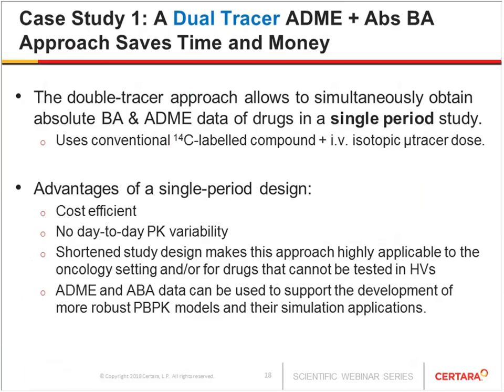The first case study I would like to bring to your attention is a recent example of mine where I have been working with a client to look at the application of what we call the dual tracer ADME and absolute bioavailability study, as a strategy to save time and money and make a study feasible in a population that otherwise would not be feasible. This would be a study using two tracers. One would be a C14 labeled compound administered by the intended route of administration, and on top of that, we would administer an intravenous dose of an isotopic microtracer.